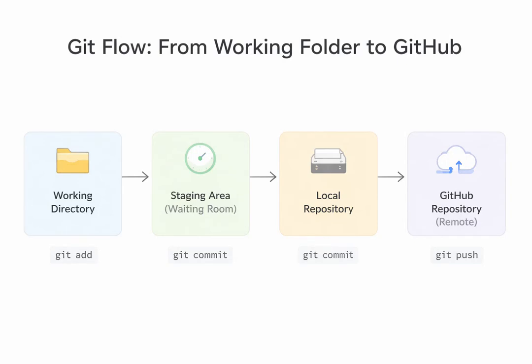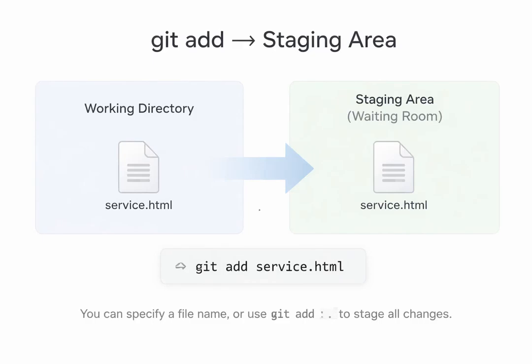So, picking up right where we left off, let's solidify the complete Git flow from start to finish. You start in your working directory, which is just your project folder on your local computer. From there, you move files into the staging area using the command git add, followed by the file name. The staging area is essentially a waiting room. It holds the changes you've selected and are preparing to save permanently. When you run git add and provide a file name, that file moves into the staging area. Think of it like placing your luggage on a conveyor belt at the airport. You've decided what's going with you, but you haven't boarded the plane yet.